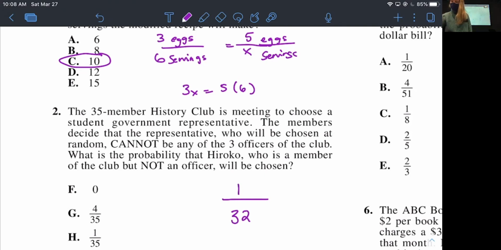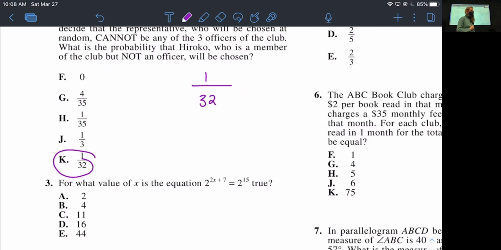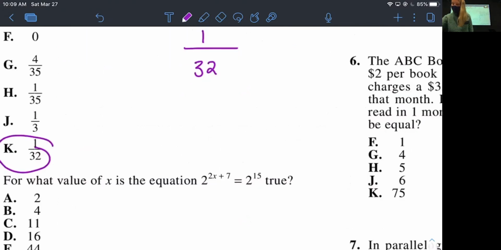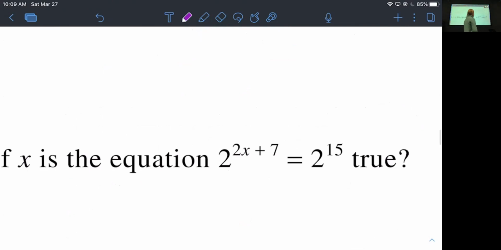All right, number 3 looks like it's going to be super hard, but it's actually not that bad. What value of x makes this true? Well, what's the base on both sides? It's the same. If the bases are the same, it's both 2 to a power and 2 to the power. The only way for this to be true is if the 2 exponents are equal to each other. So we need 2x plus 7 to equal 15. I need the exponent on the left to equal the exponent on the right for this to be true.